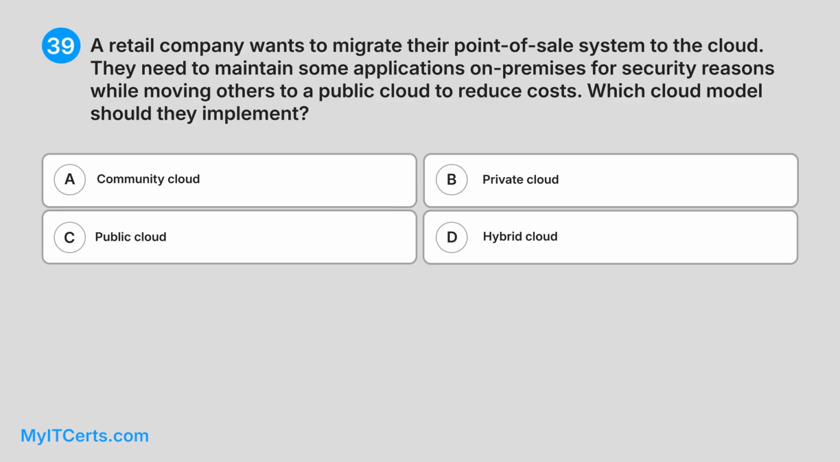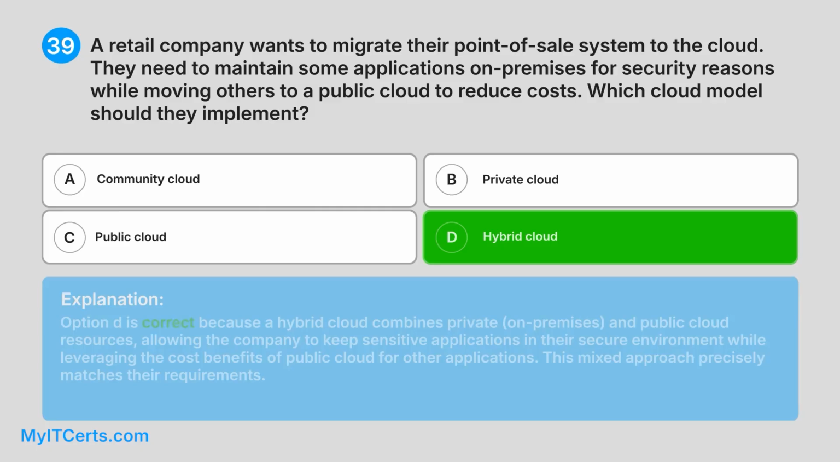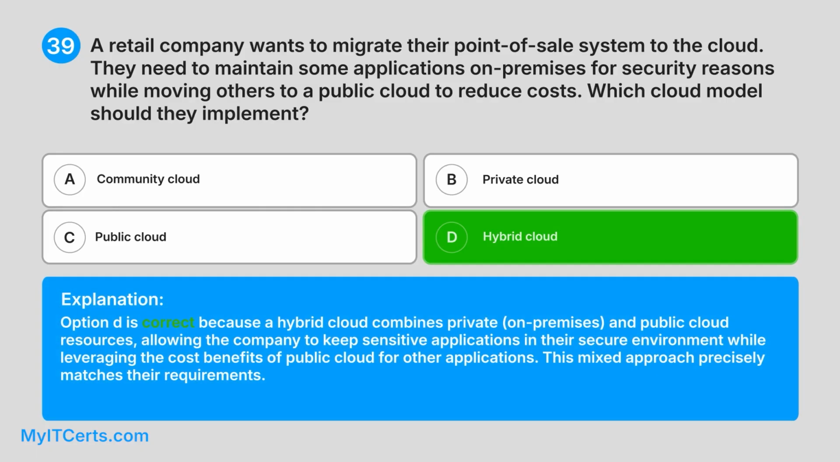Correct answer, D. Hybrid cloud. Explanation. Option D is correct because a hybrid cloud combines private, on-premises, and public cloud resources, allowing the company to keep sensitive applications in their secure environment while leveraging the cost benefits of public cloud for other applications. This mixed approach precisely matches their requirements.